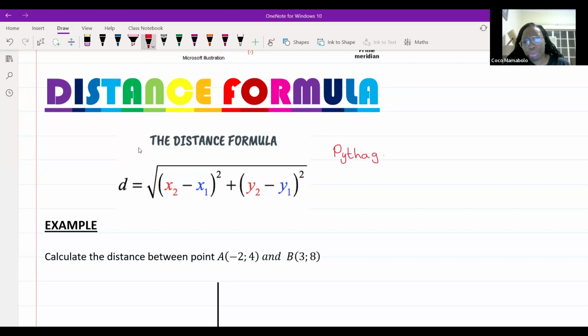If we remove the minus and the x1 and the y1s, this actually looks a little bit like Pythagoras. It would look like x squared plus y squared is equal to the distance squared, something along those lines. And to get rid of the squared, we would just take the square root.